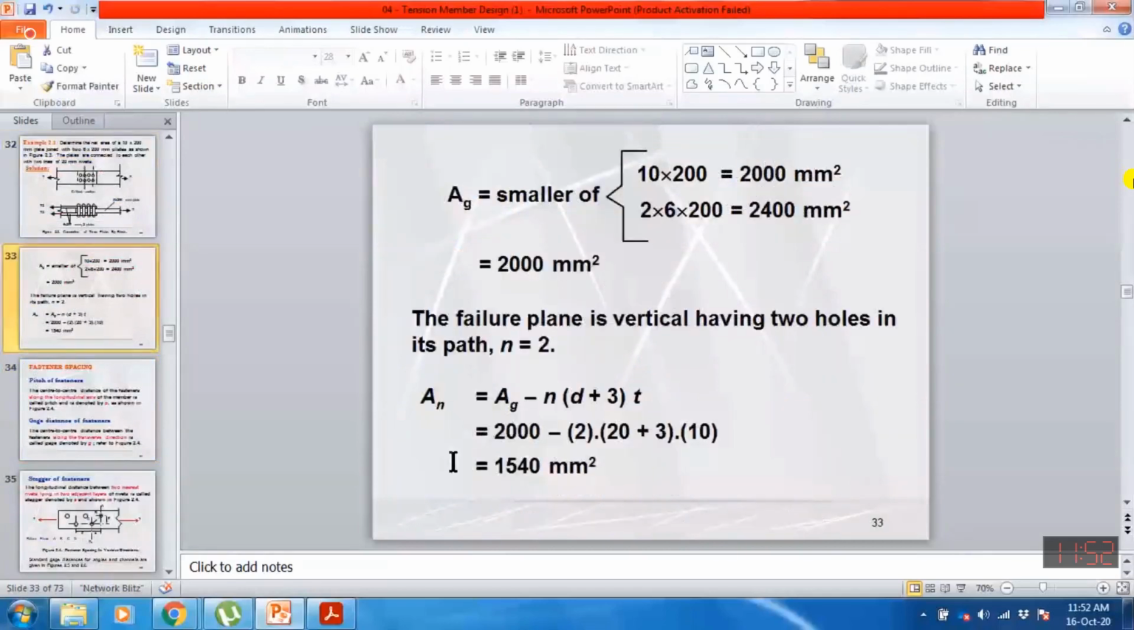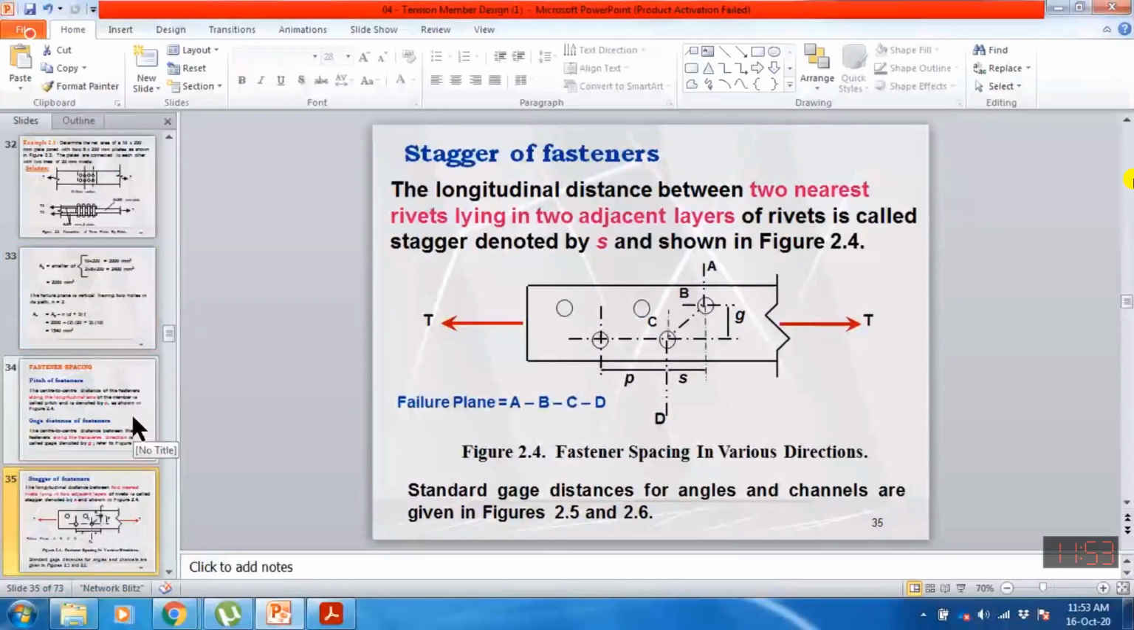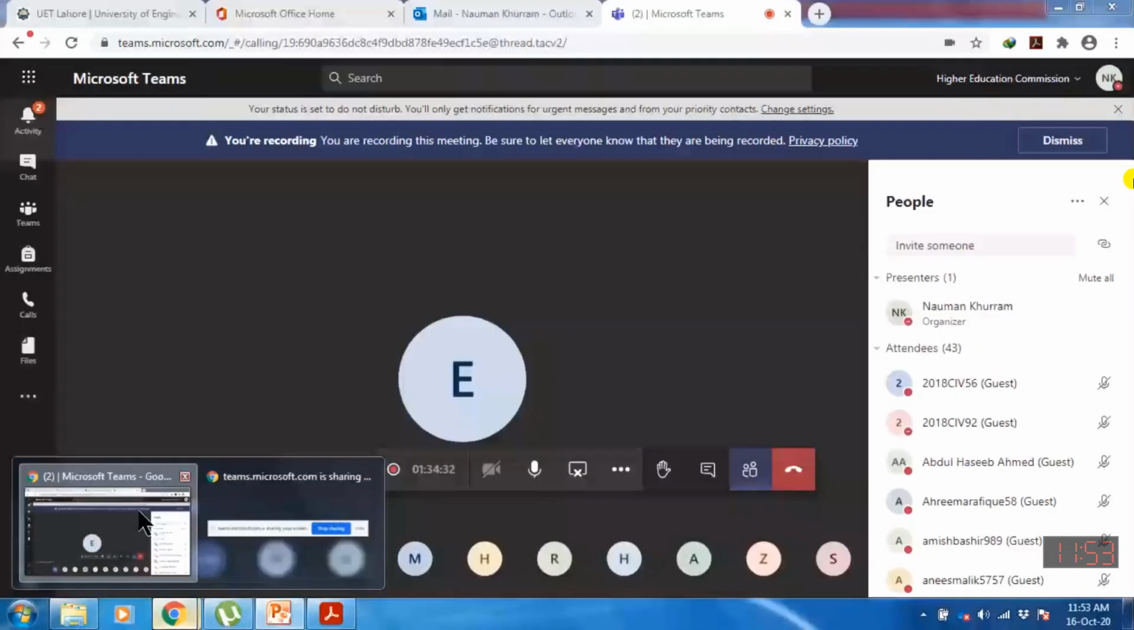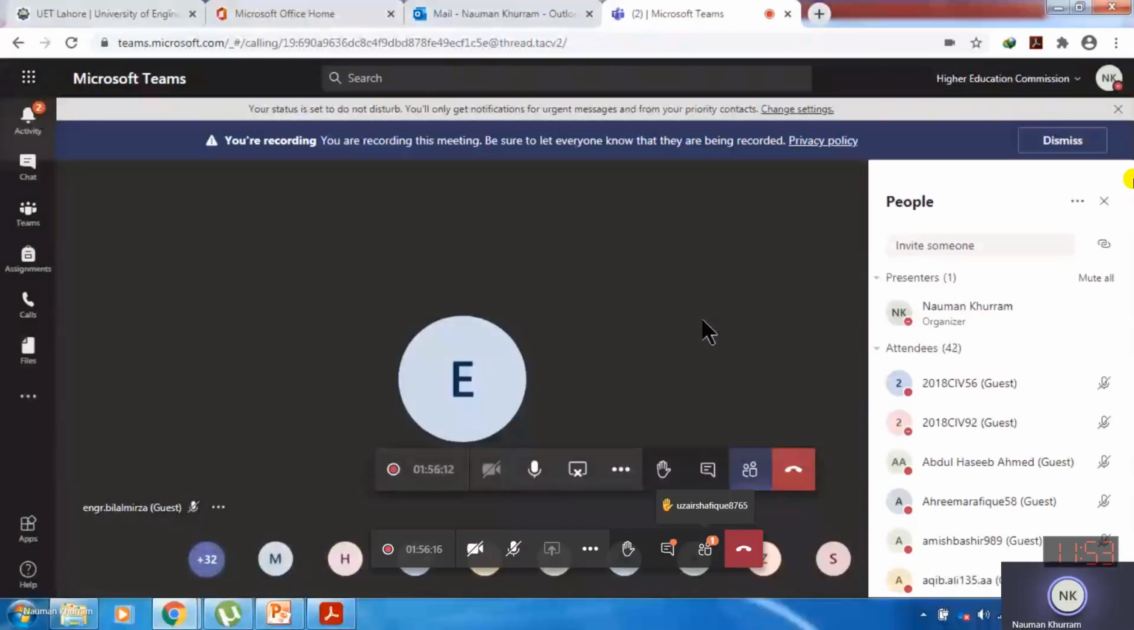So I will stop my lecture here. I will start the next lecture with the computation of the net area if we have bolts not in one line. In the meantime, if someone has a question, he can use the raise hand option and ask me. Any other questions are welcome. Yes, please ask the question.